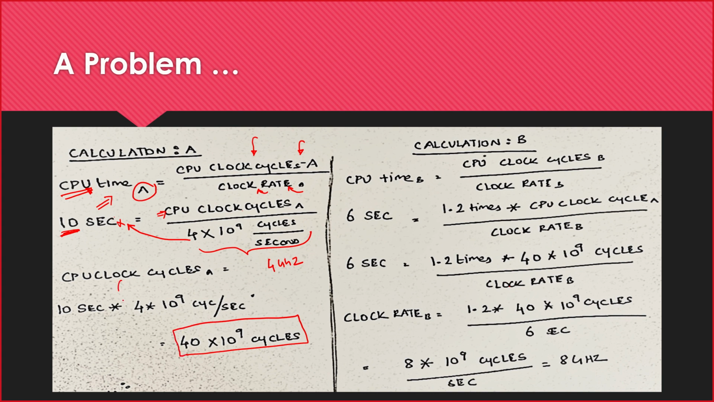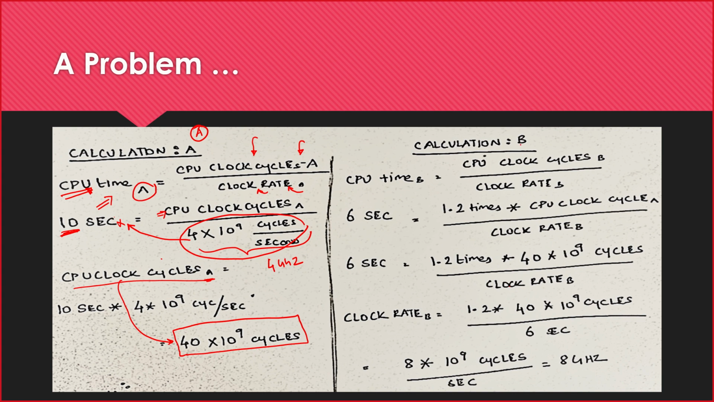This is nothing but the CPU clock cycles. I have derived the CPU clock cycles first for A. I am taking process A, and it is done. I use the formula CPU clock cycles for A by clock rate. CPU clock cycles is unknown, but I have the CPU time, and I can use it with the clock rate, which is nothing but the speed specified in the question. So I multiply these two to arrive at CPU clock cycles for A. Do you understand this? Now let's go to the next one.